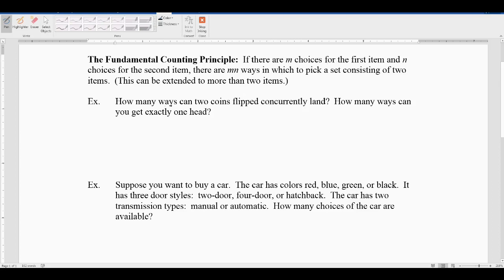So, for this first example, how many ways can two coins flipped concurrently land? Well, just think about two coins. Each coin can land heads or tails. Right? So that means the first coin has two possibilities. The second coin has two possibilities also. 2 times 2 is 4 possibilities. And how many ways can you get exactly one head?